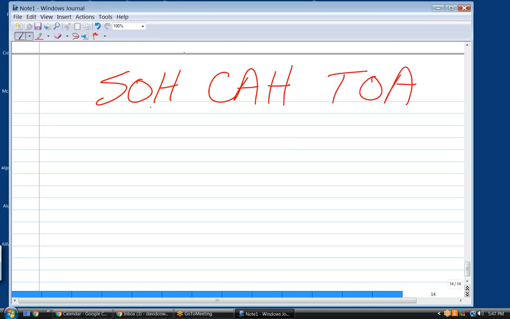What does this SOH mean? Sine, which is opposite over hypotenuse. And the CAH? Cosine, adjacent over hypotenuse. And the TOA? Tangent, opposite over adjacent. This applies on right triangles only.